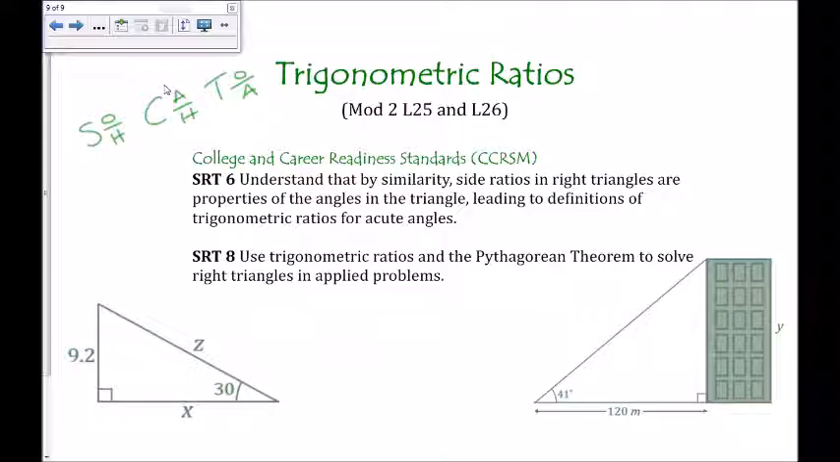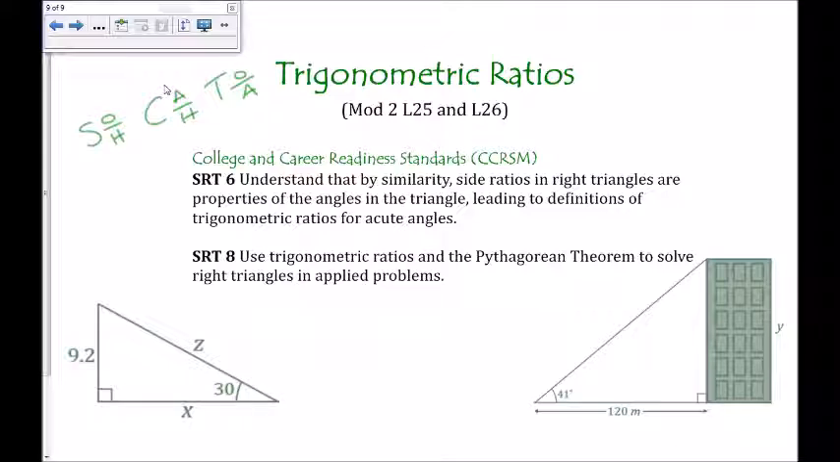This video is about trigonometric ratios, and by the end of this lesson, you should understand that by similarity, side ratios in right triangles are properties of the angles in the triangle, leading to definitions of trigonometric ratios for acute angles. We'll define what those ratios are, give them some names, and also talk about how to use them, and the next standard, SRT 8, use those ratios to solve right triangles in applied problems.